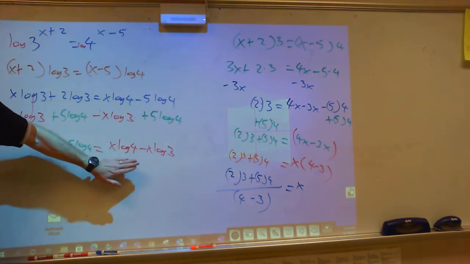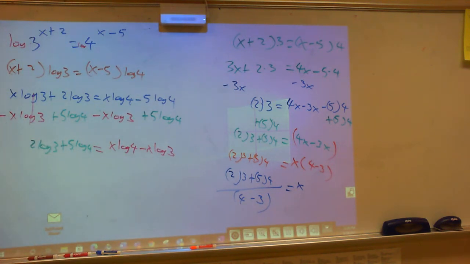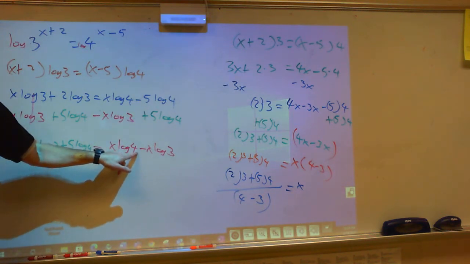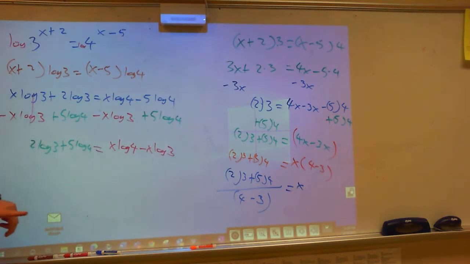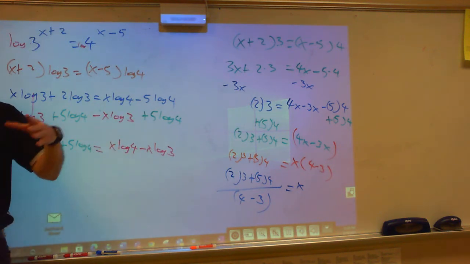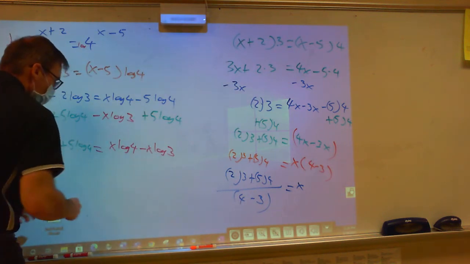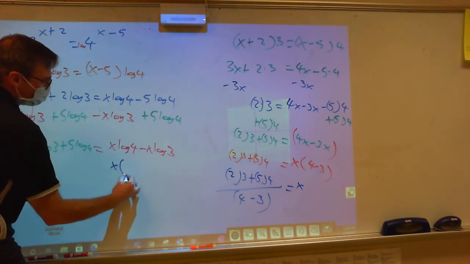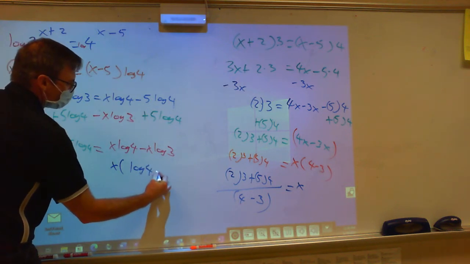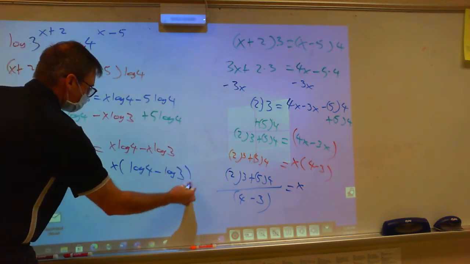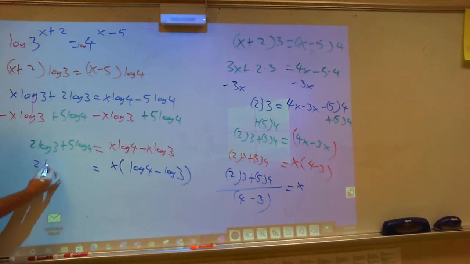If you look on the right-hand side, what's in common? Well, no, log 4. Yeah. This is x times log of 4. If I said x times the square root of 4, you wouldn't say x square root is in common. You would say x is in common because the square root's attached to the number, so the log's attached to this. So if I factor an x out, that's going to give me log 4 minus log 3. I get 2.